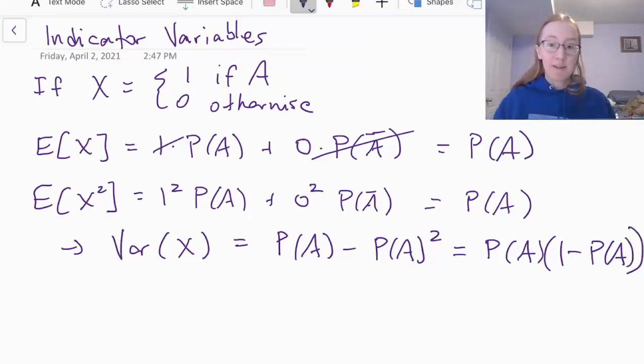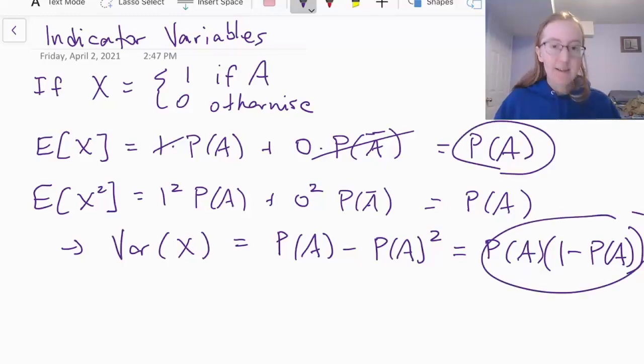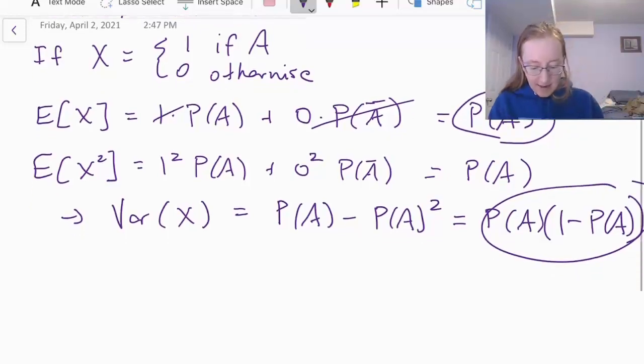So that's the other quick result, that for an indicator variable, all you have to do is figure out the probability of it occurring, the probability of it equaling 1, the probability of the associated event happening, and that instantly gives you the mean and the variance without any work. So all you need to know is what's the probability of the associated event happening, and you instantly have both of those things.